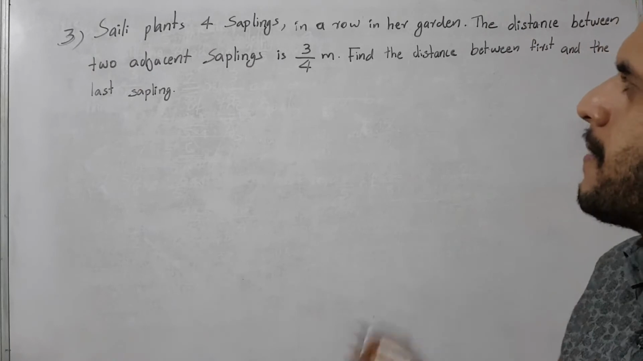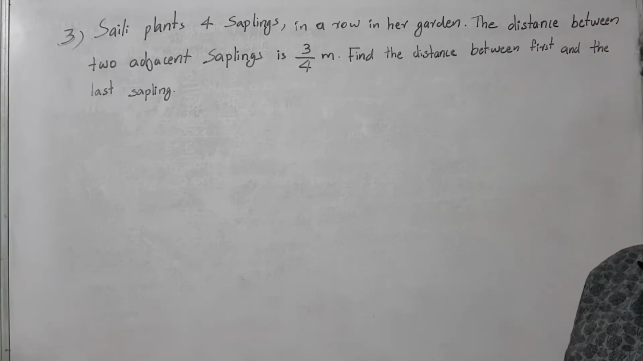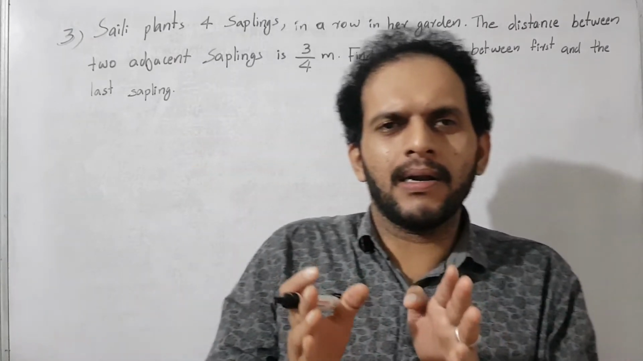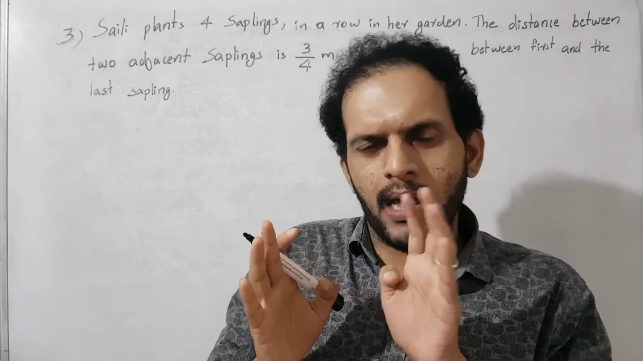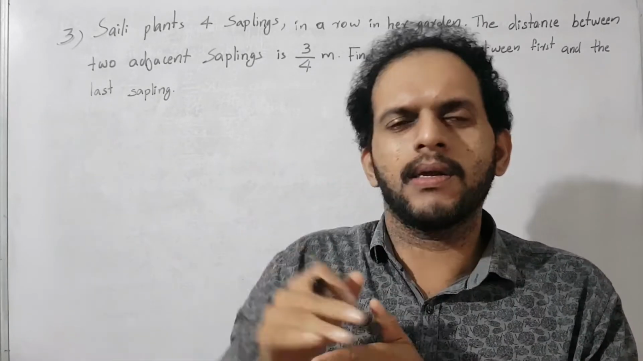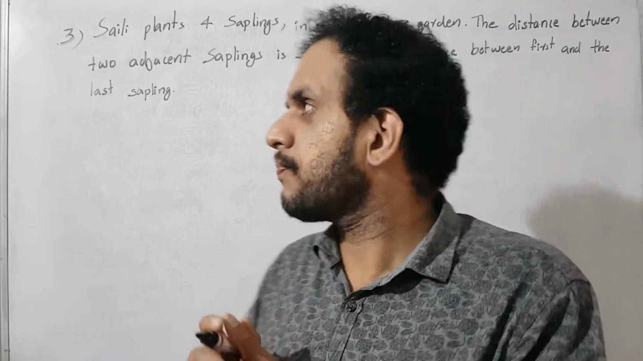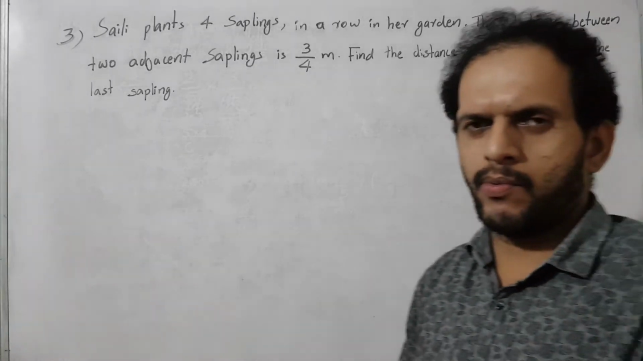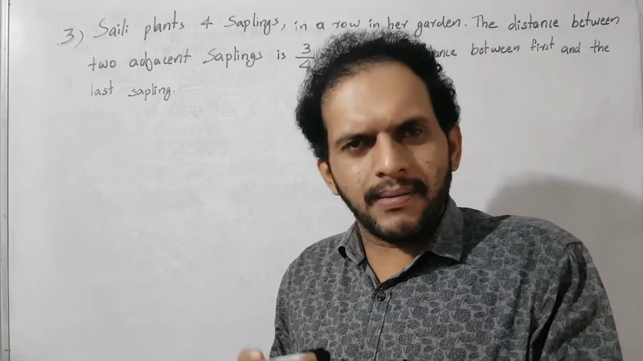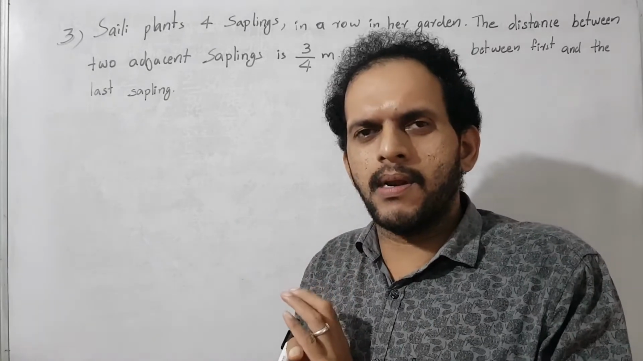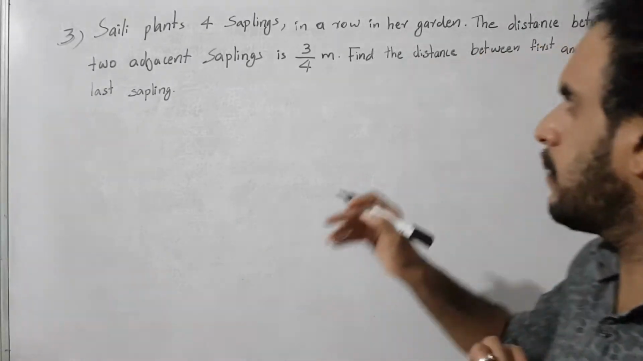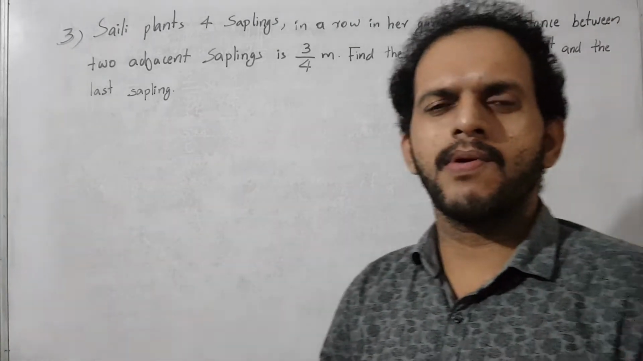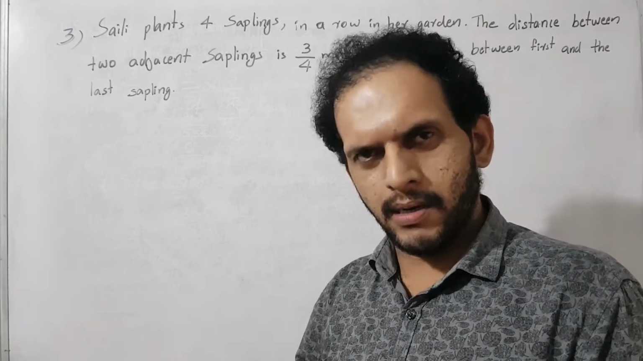Sally plants 4 saplings in a row in her garden. Sapling means a small plant. അപ്പോൾ അവളുടെ ഗാർഡനിൽ നട്ടിരിക്കുന്നത് എത്ര സാപ്ലിങ്സ് ആണ്? 4 എണ്ണം അല്ലേ, ഒരു റോയിൽ ഒറ്റ വരിയിലായിട്ടാണ് നട്ടിരിക്കുന്നത്. Then what is given next? The distance between 2 adjacent saplings is 3/4. എന്ന് പറഞ്ഞാൽ എന്താ? 2 അടുത്തടുത്തുള്ള ചെടികൾ തമ്മിലുള്ള ഡിസ്റ്റൻസ് എത്രയാണ്? 3/4 മീറ്റർ ആണ്. അങ്ങനെയാണെങ്കിൽ എന്താണ് കണ്ടുപിടിക്കാൻ വേണ്ടി പറഞ്ഞത്? Find the distance between the first and the last sapling. ആദ്യത്തെയും അവസാനത്തെയും ചെടികൾ തമ്മിലുള്ള ഡിസ്റ്റൻസ് എത്രയാണ് എന്ന് കണ്ടുപിടിക്കണം.